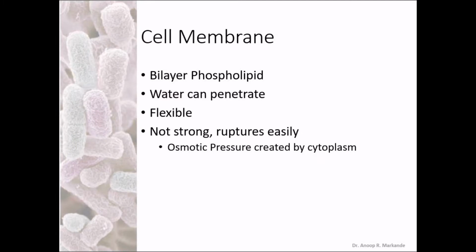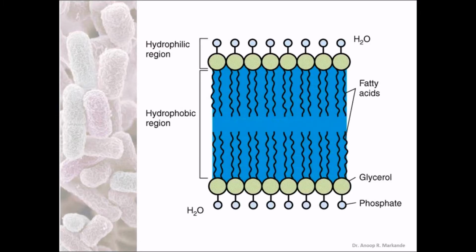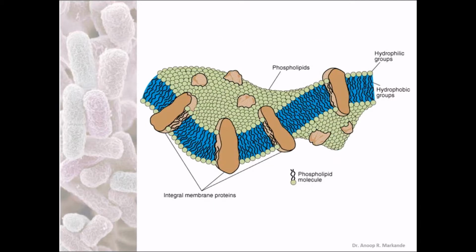The next cell appendage that we are discussing in the prokaryotic cell is the cell membrane. It is a phospholipid bilayer. Water can penetrate it. It is extremely flexible. It is not strong and hence can rupture easily. It is completely susceptible to osmotic pressures created by the cytoplasm. This is the usual lipid bilayer, having the hydrophilic part outside and the hydrophobic part at the center of the bilayer.